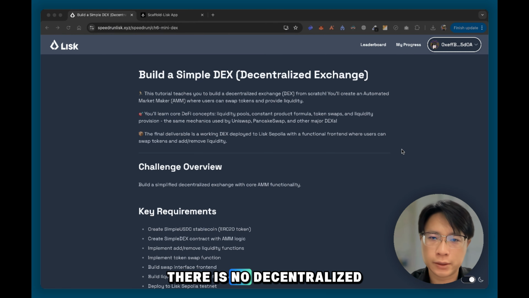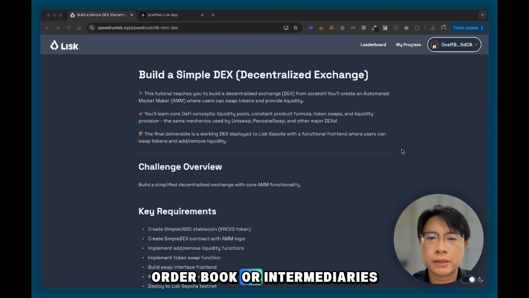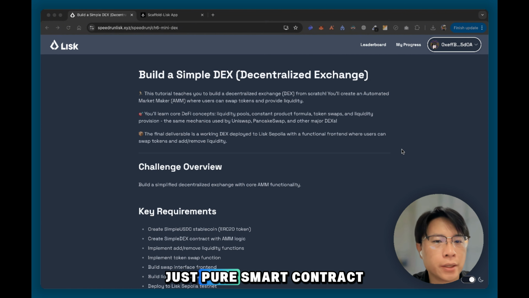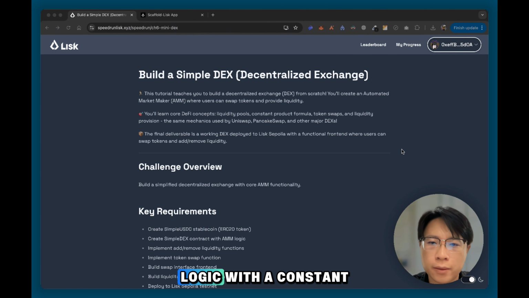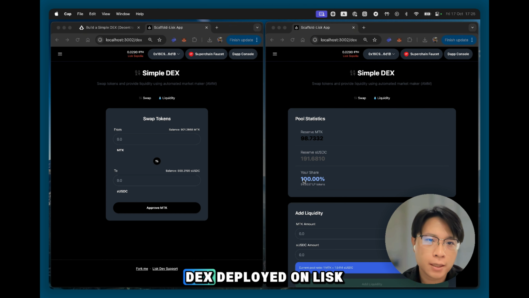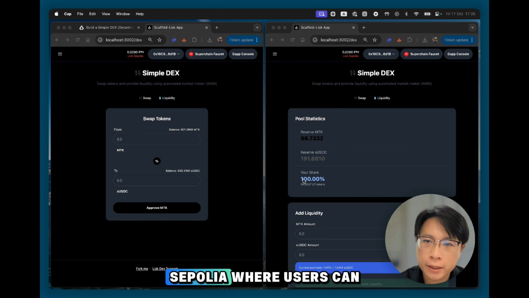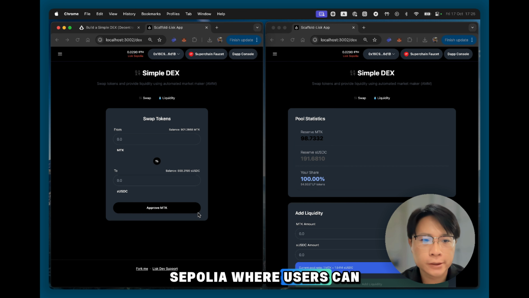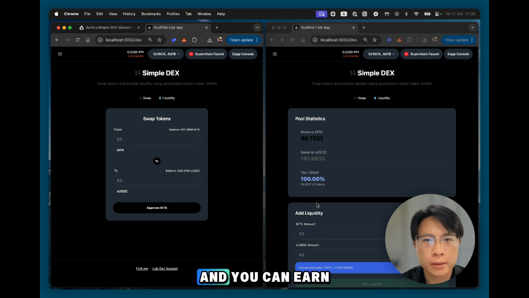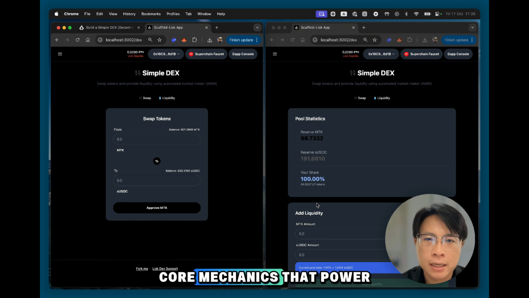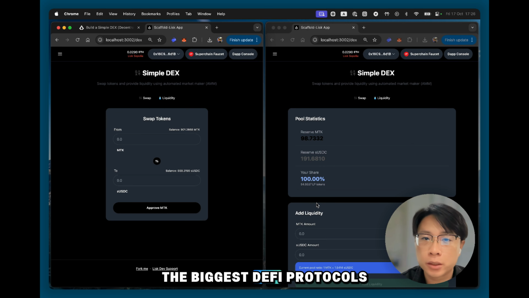There's no decentralized order book or intermediaries, just pure smart contract logic with a constant product formula. By the end of this tutorial, you'll have a working DEX deployed on Lisk Sepolia where users can approve, swap, and provide liquidity, and you can earn the trading fees. These are all the core mechanics that power the biggest DeFi protocols.